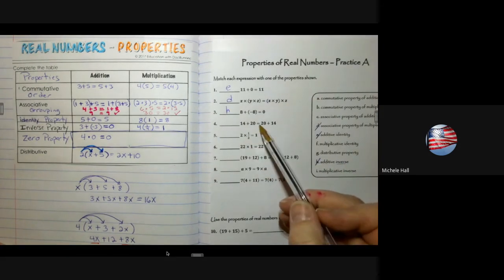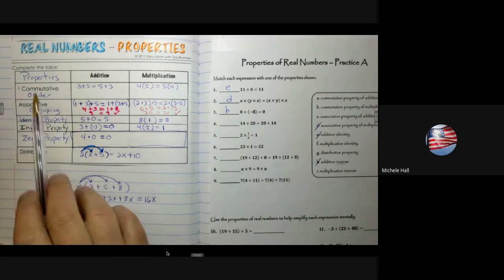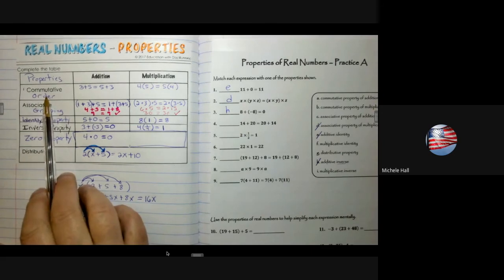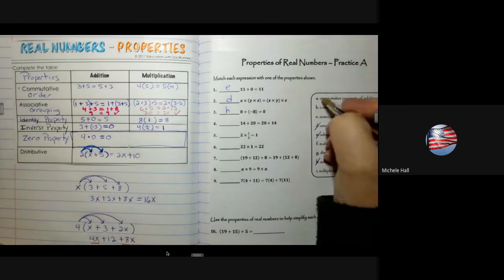14 plus 20 equals 20 plus 14. The order has switched. Which property is about order? That would be the commutative property of addition.